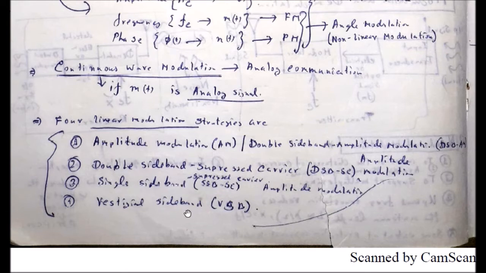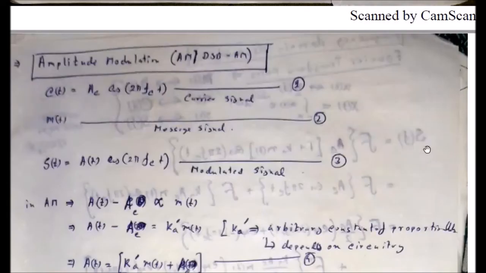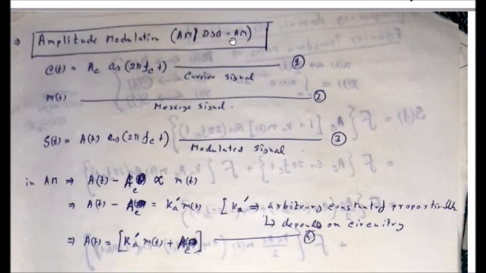Vestigial sideband modulation is a special kind of SSB modulation, or you can also say it is a special kind of DSB-SC modulation, which is especially used for television broadcasting, free to air television broadcasting. Now I am going straight to the first kind of modulation, the simplest form, double sideband amplitude modulation, or simply amplitude modulation, and its mathematical analysis. Amplitude modulation or DSB-AM.